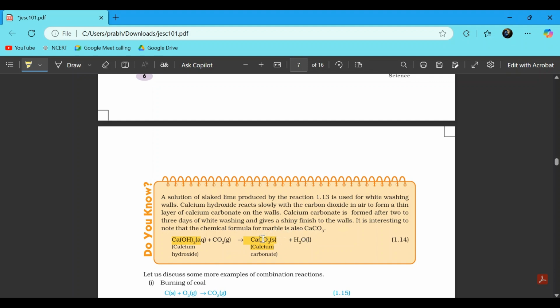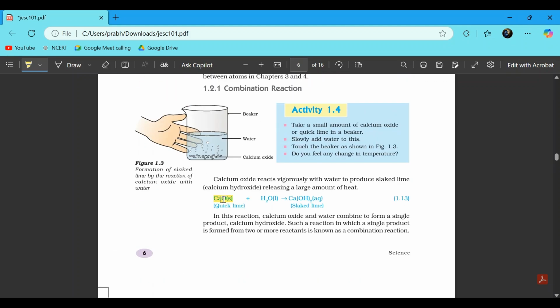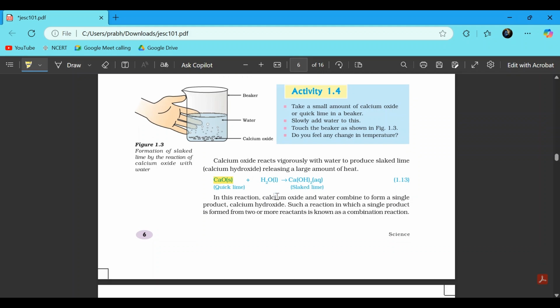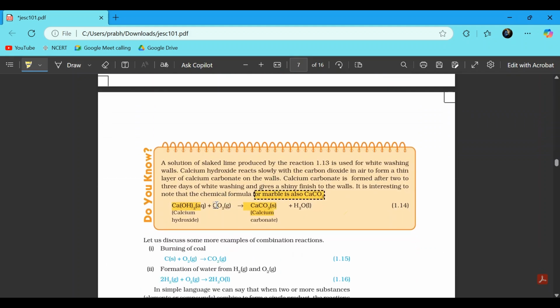CaCO3 is the formula of marble. You have seen marble, like in the Taj Mahal. This is CaCO3. Okay, so remember this. The first reaction is CaO reacting with H2O, forming slaked lime. Then slaked lime reacts with CO2, carbon dioxide, forming calcium carbonate.